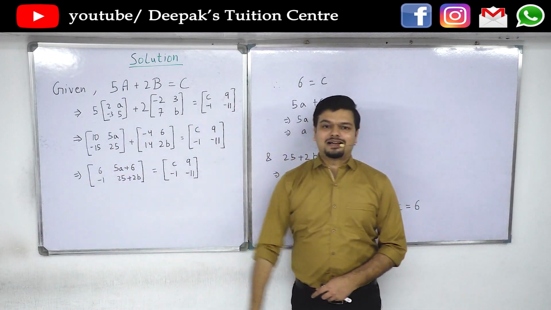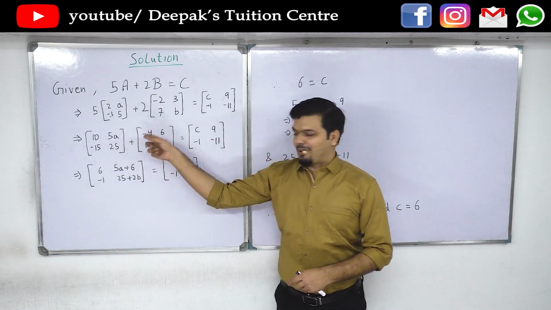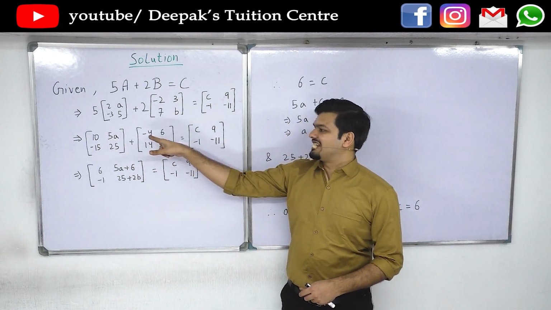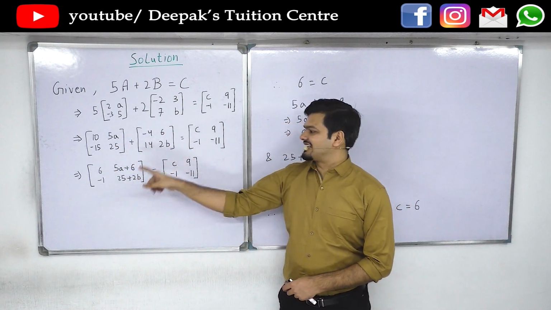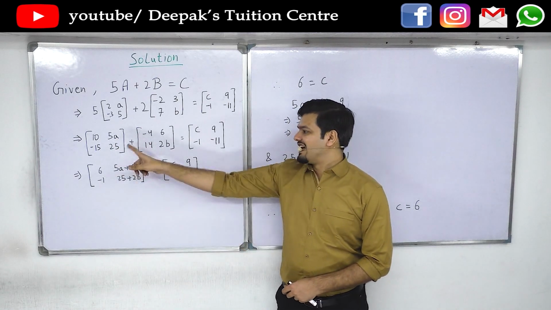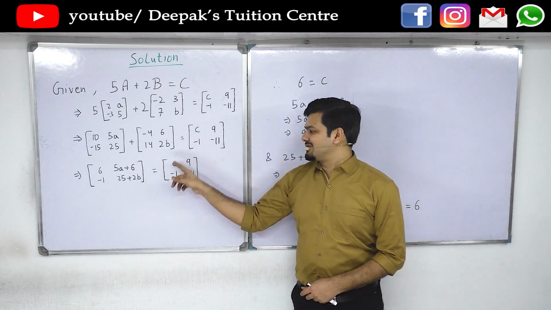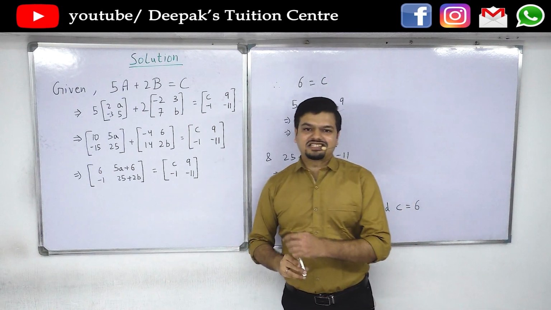Now we have to add the matrices. While doing addition, we add the corresponding elements of every matrix. That is 10 plus minus 4, that is 10 minus 4, 6. 5a plus 6. Minus 15 plus 14, that is minus 1. And 25 plus 2b. So this is equal to [c, 9, minus 1, minus 11]. We just copy the right hand side.